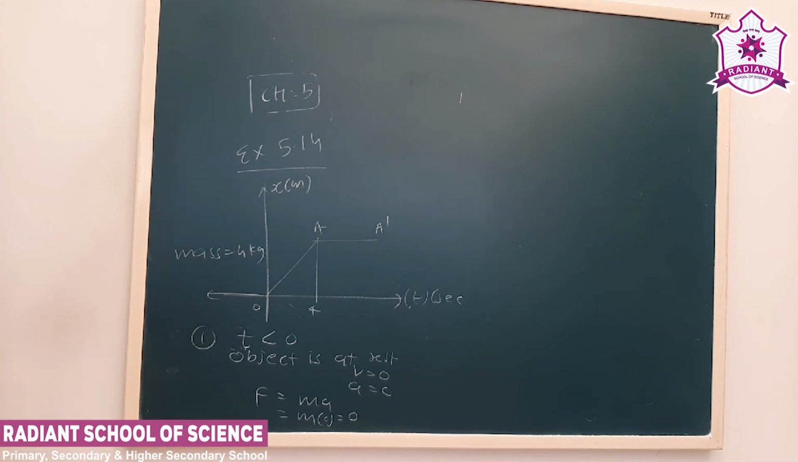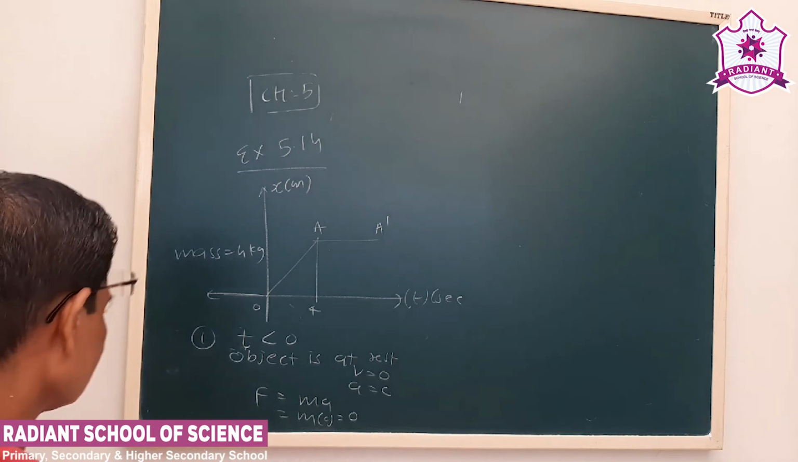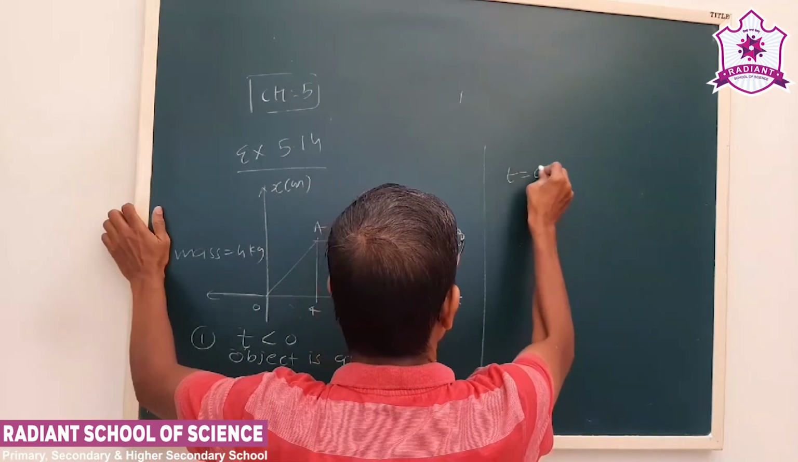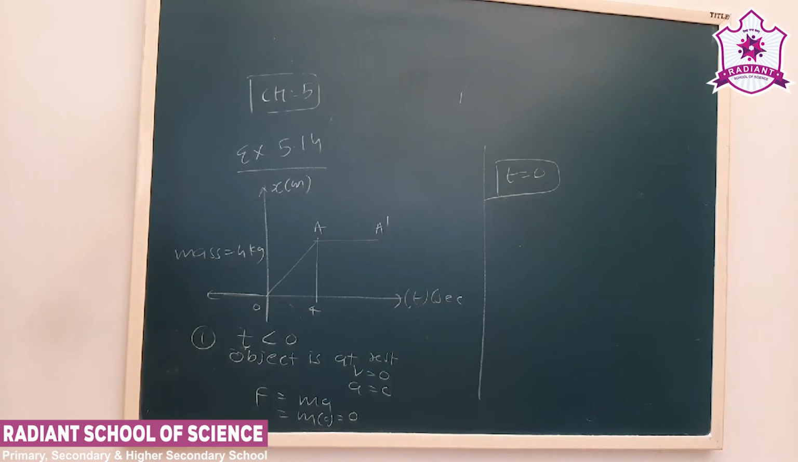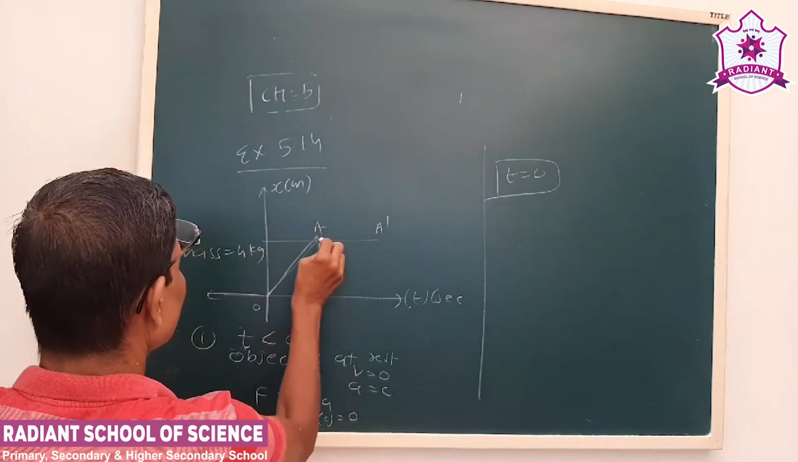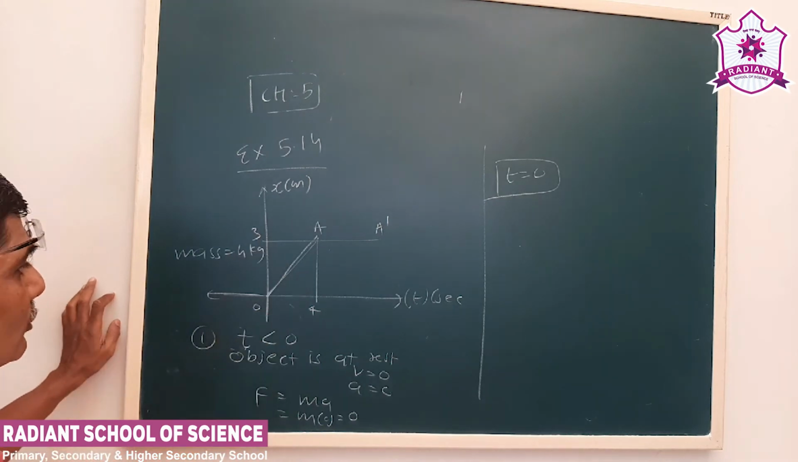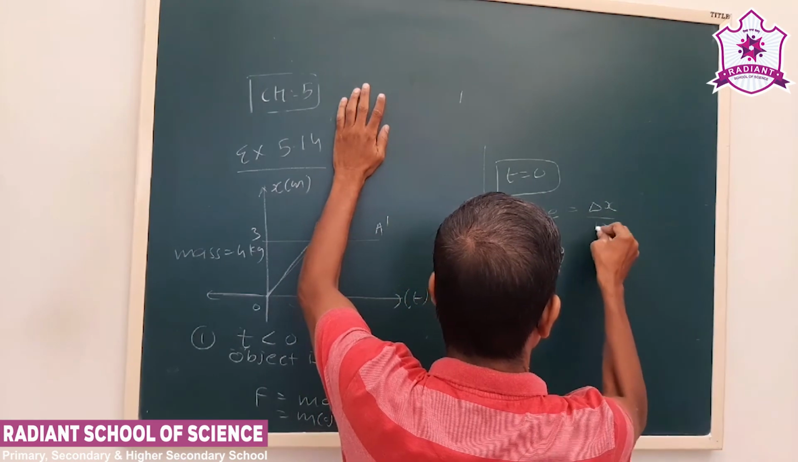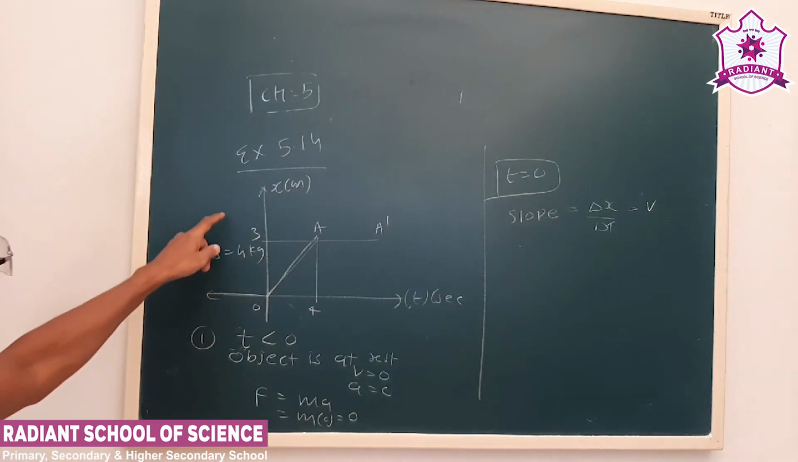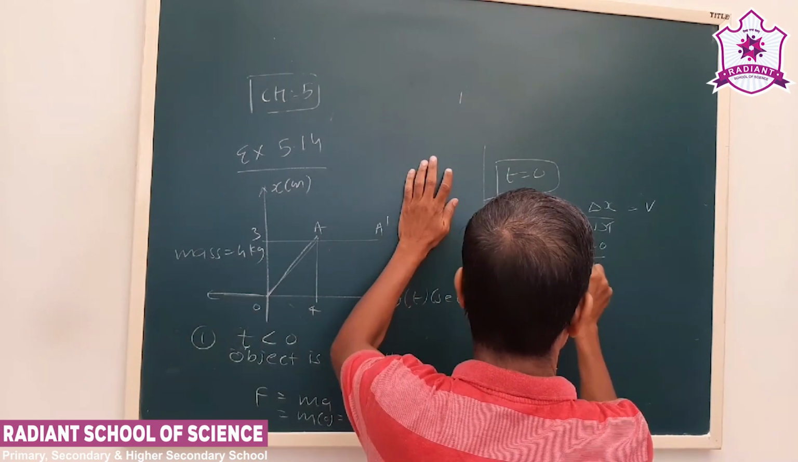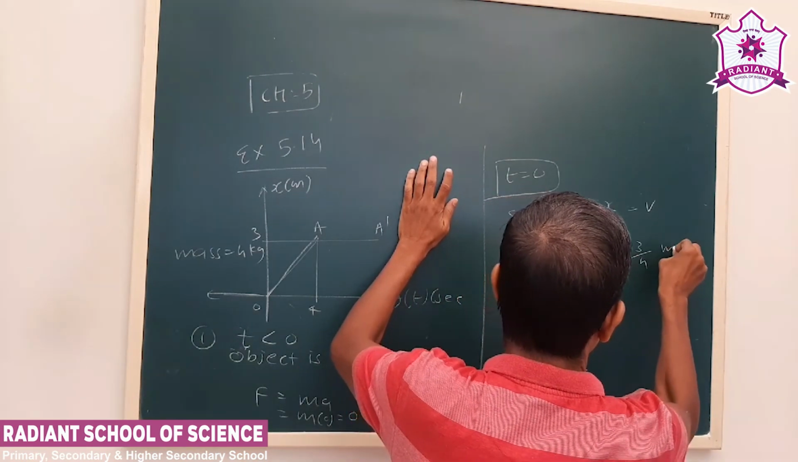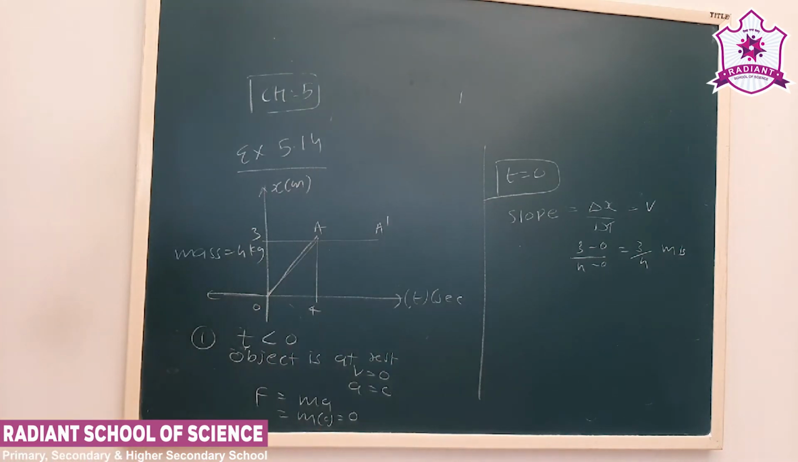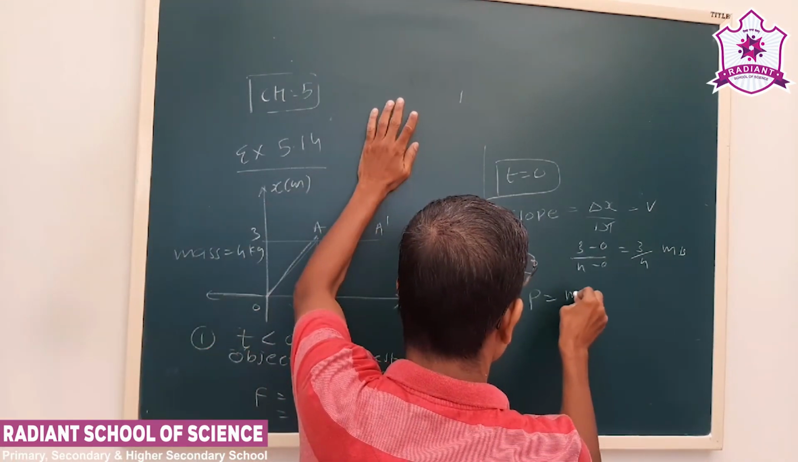Now for t greater than 0, or let us say first at t equal to 0. Now see, at t equal to 0, it acquires some velocity. Now we know the slope of the graph gives the velocity, so that will be 3 minus 0. So it will have some momentum. Now see the formula, p is equal to mv.